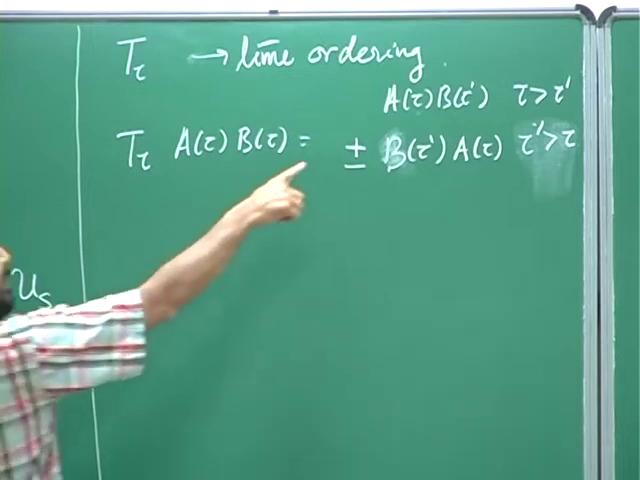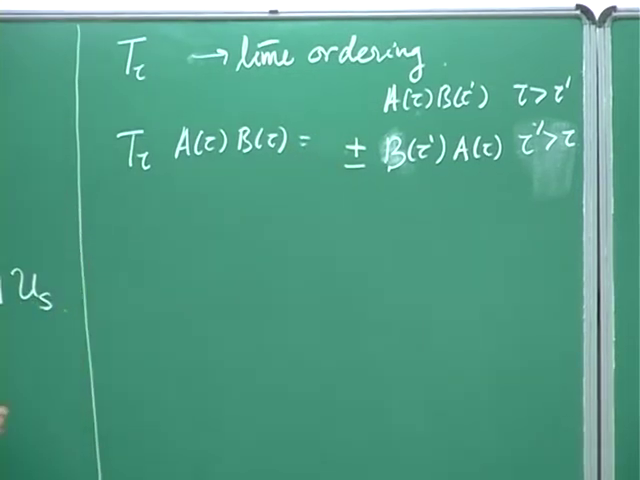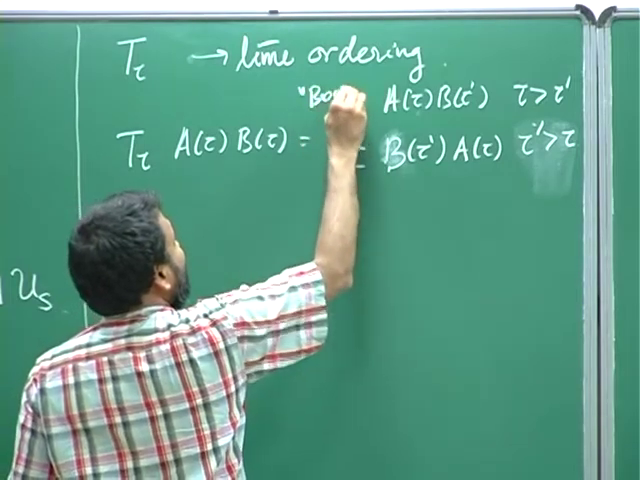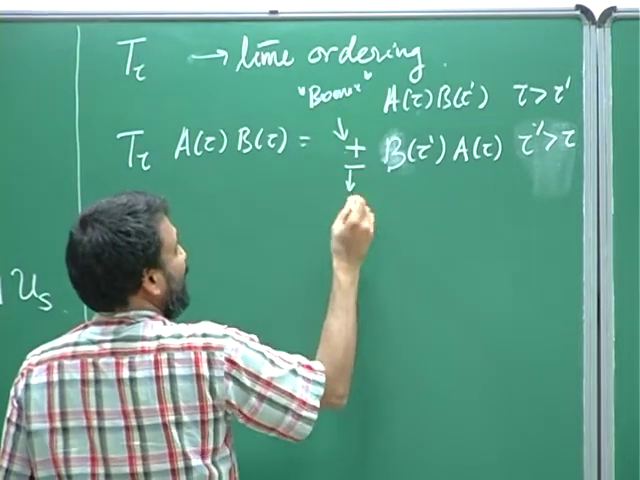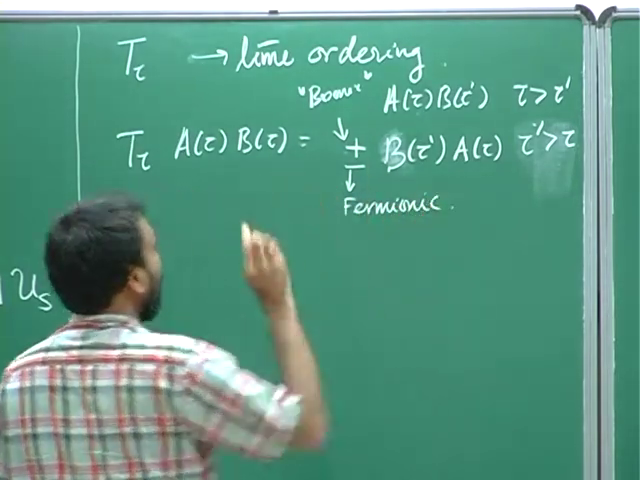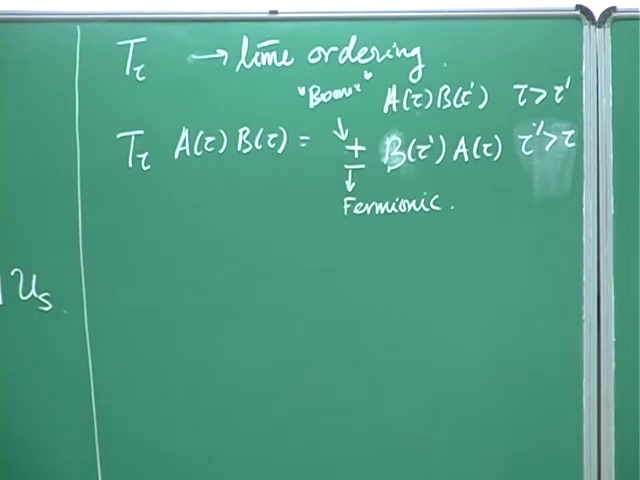Now what is this plus? This plus is for the bosonic stuff. So the plus is for bosonic operators, and this minus is for fermionic. Okay, so this is the definition of this object.